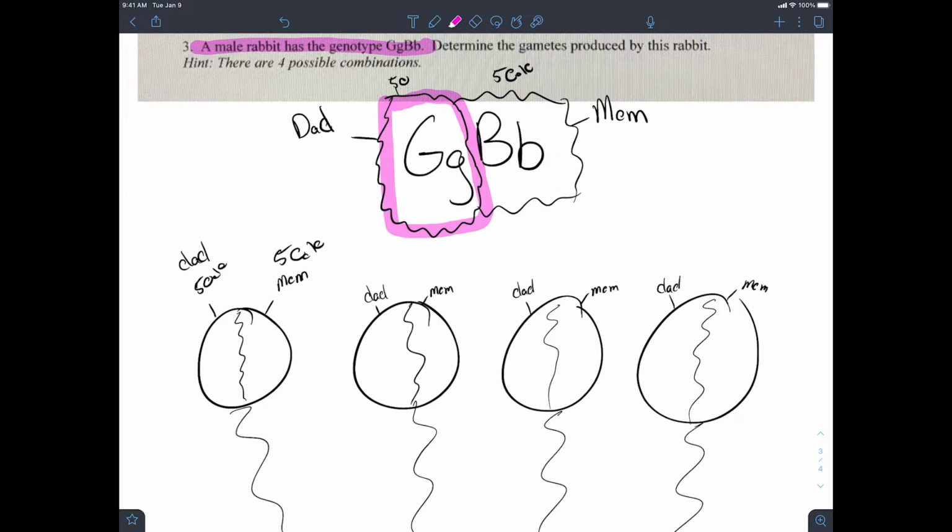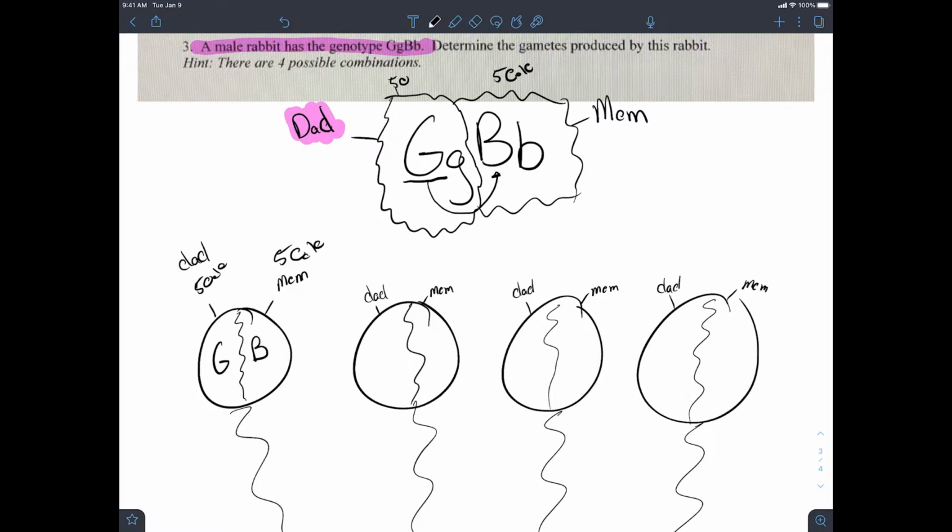So, first things first. We're just going to start right here. So we're going to have a capital G. That is the trait coming from dad. So we can put one G here. Okay? So we have a capital G here. Now we need to figure out, okay, what is mom going to bring to the table? All right? So mom, we can say we're going to have capital G could go with uppercase B. Boom. We have one gamete.